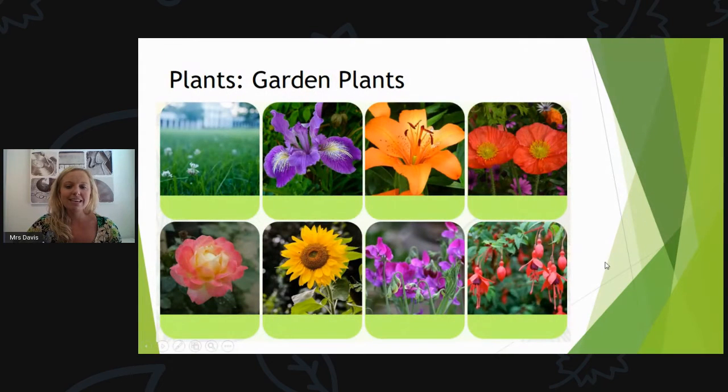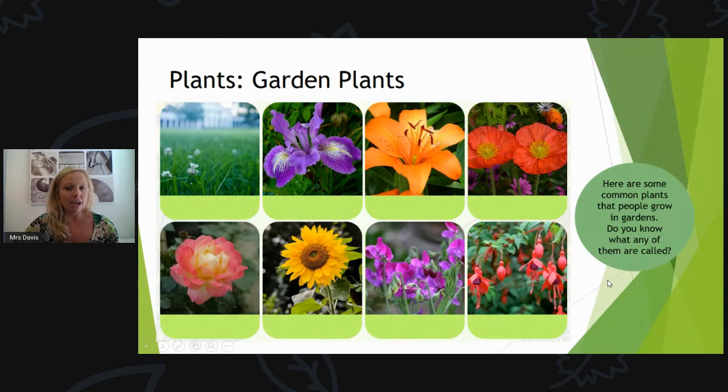Oh, right. What about these? Now, these are ones that people commonly grow in maybe their gardens. Do you know what any of these are called? So again, have a good look. I reckon you might know a couple, especially that first one. Hopefully we know the name of that. Maybe this one down here. Oh, these are beautiful flowers. You may come across these on a special day.